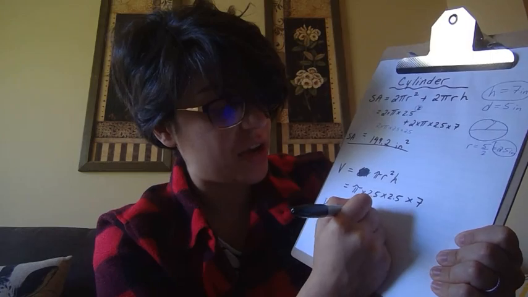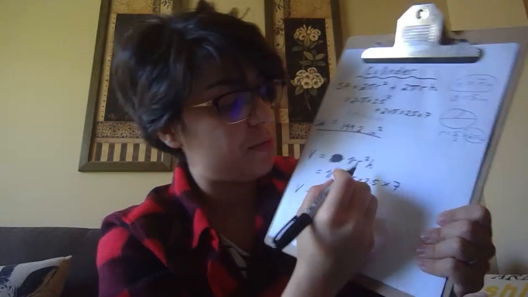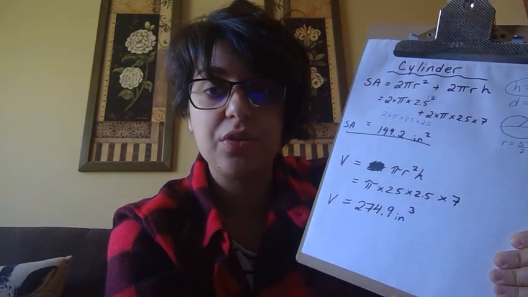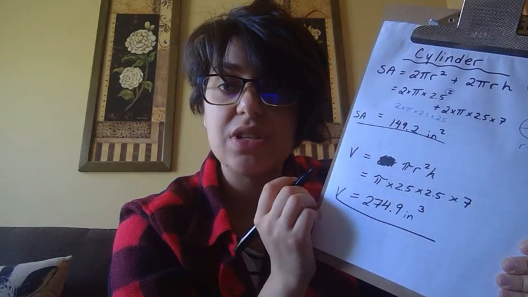And I just typed this into my calculator. I got that the volume is 274.9. And this time, because I'm looking at volume, my inches are cubed to the power 3. So that is the volume for my bucket of cashews. And that's it.